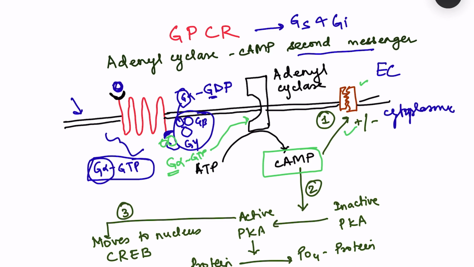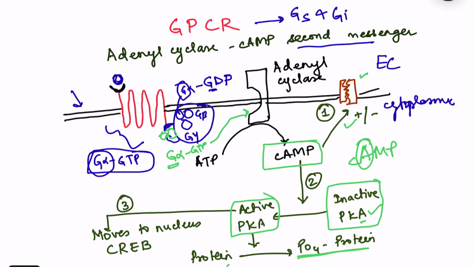Second, it leads to the activation of protein kinase A. You remember cAMP, so A for protein kinase A. Inactive protein kinase A is cAMP dependent, so it is known as cAMP dependent protein kinase A. It is activated by cAMP to active protein kinase A, and as the name indicates, it's a kinase, so kinase will lead to phosphorylation. That is the second thing it brings about: protein kinase A phosphorylates certain proteins or enzymes, because of which there will be certain downstream events.